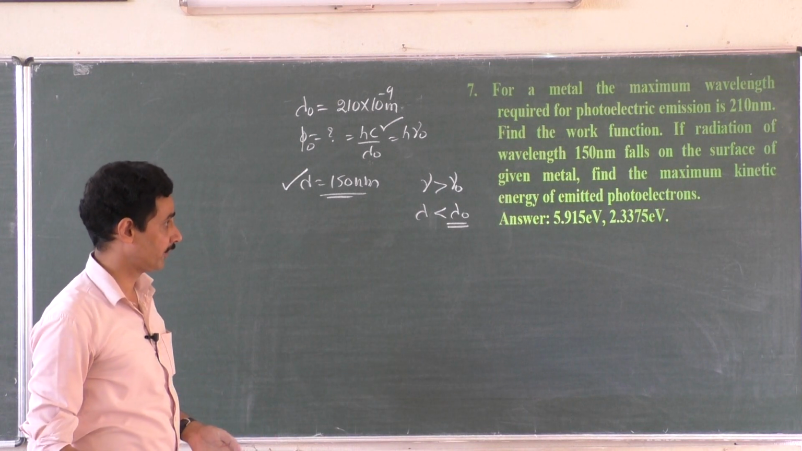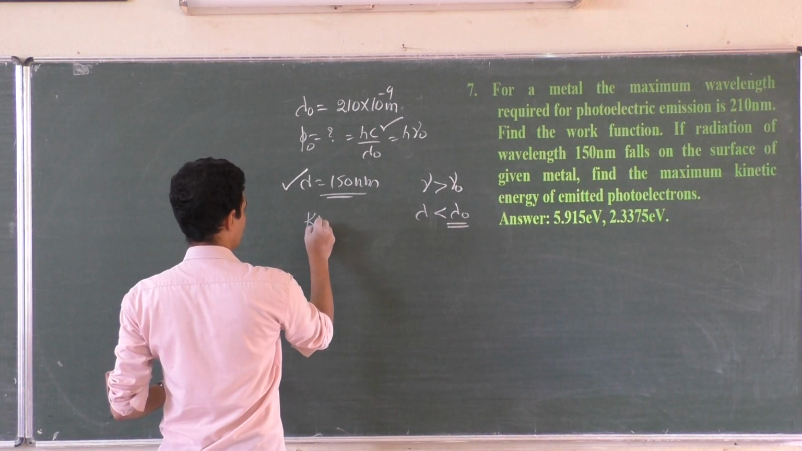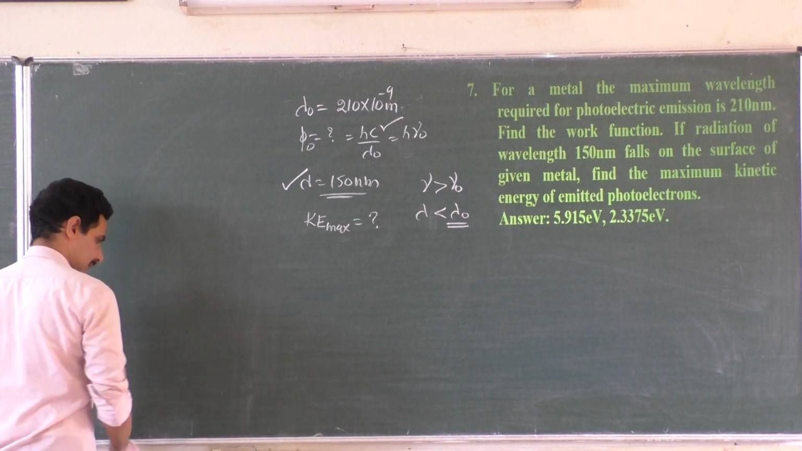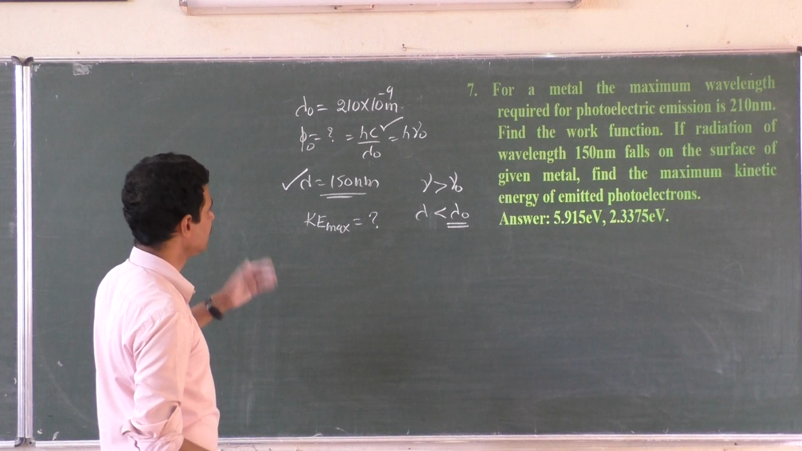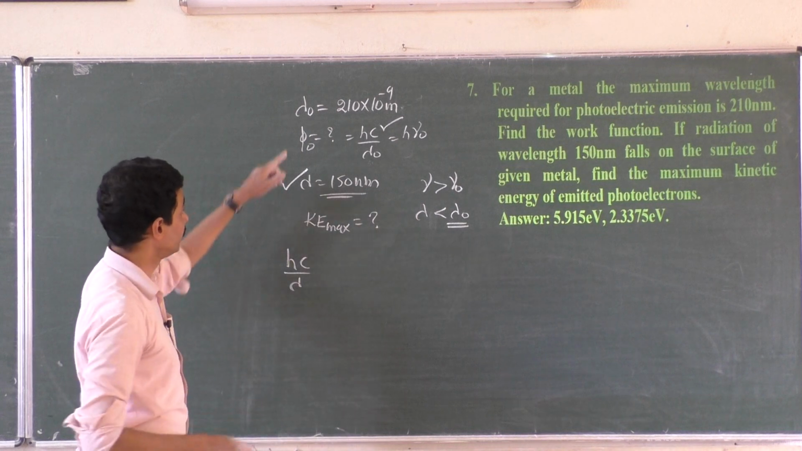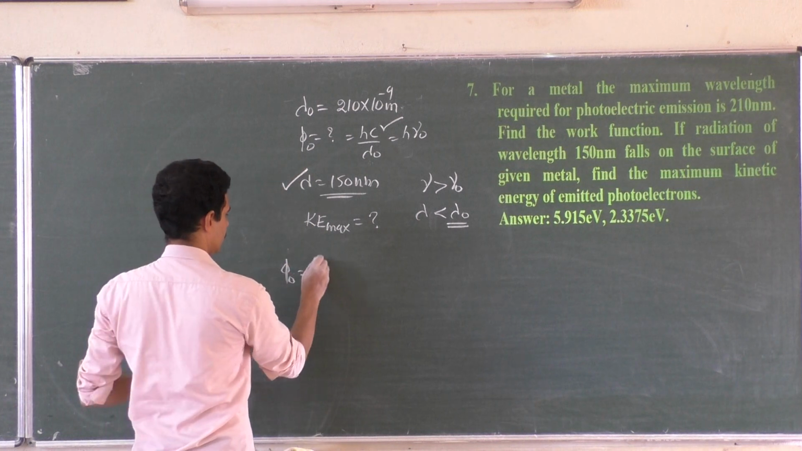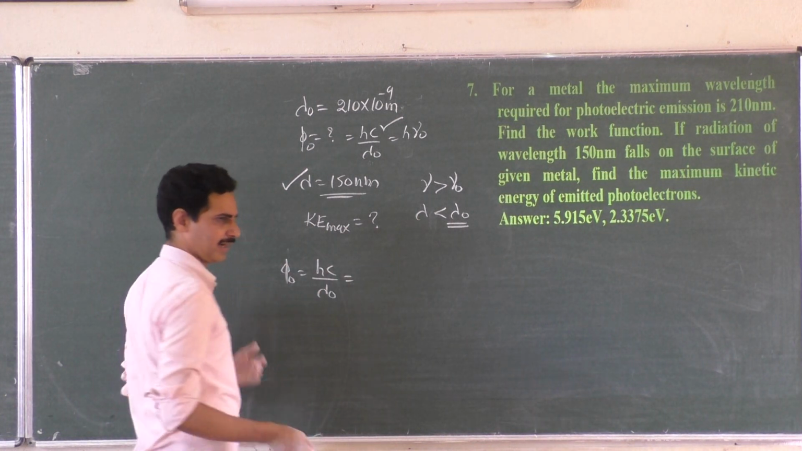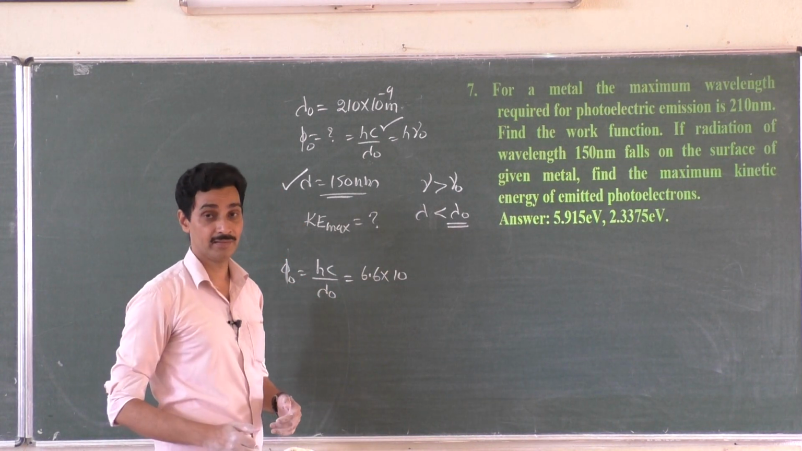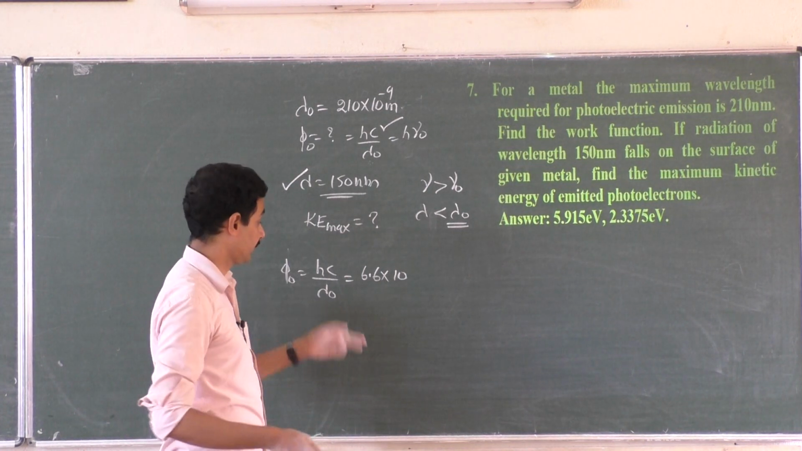When 150 nanometer falls on the surface, find the maximum kinetic energy of electrons. Okay, we will solve it now. Everything should be written in the form of lambda. Incident energy, hc by lambda. We will find out the work function first. Phi naught is equal to hc by lambda naught. Direct problem. Now you have to pretend as if you know h, but in the last problem you have to act as if you don't know h, you are finding out h.